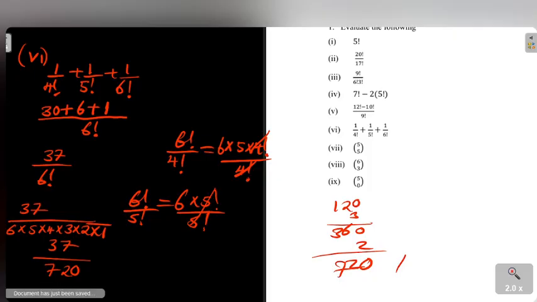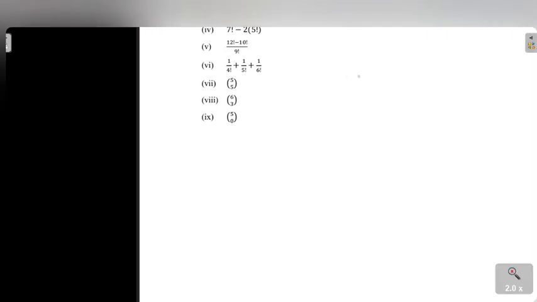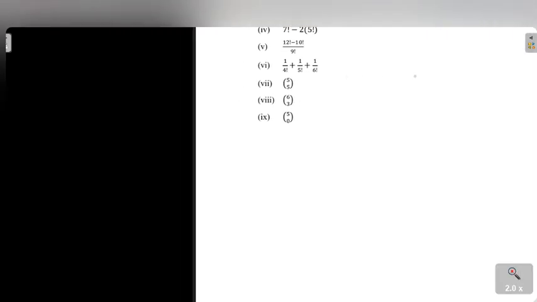So now we proceed to part 7. That's a combination that we have. We have 5 combine 5. This can be written as 5 choose 5. It's one and the same.